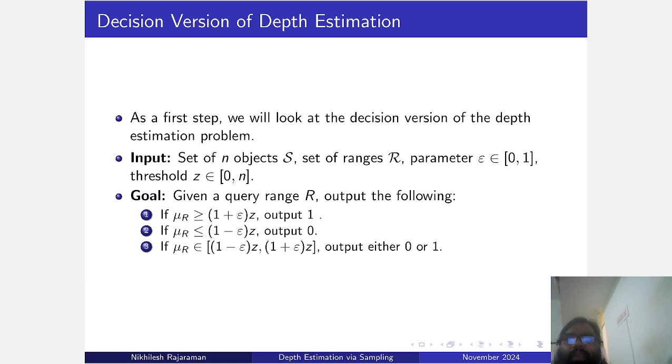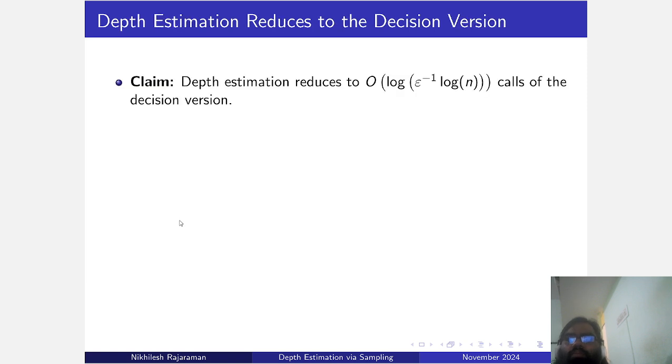However, the interesting thing is, this also works the other way around as well. If we can solve this decision problem, then we can also use that to solve the original estimation problem. And that's what we'll see next. How do we do this? So I'm going to make the following claim, that if we can have an algorithm that solves this simpler decision problem, then we can solve the estimation problem as well using an order of log of (log n by epsilon) calls of the decision algorithm.